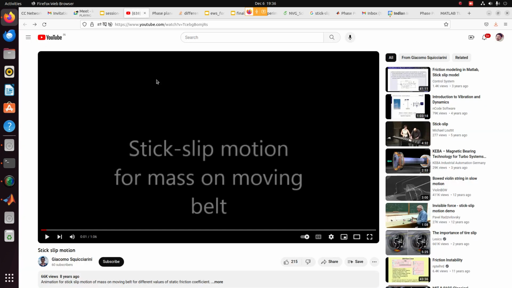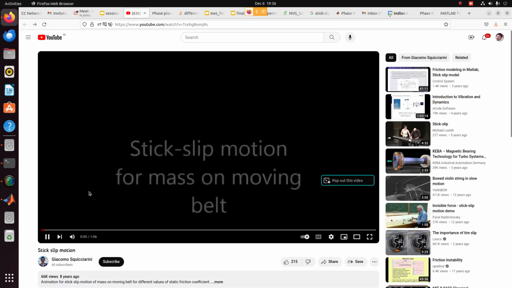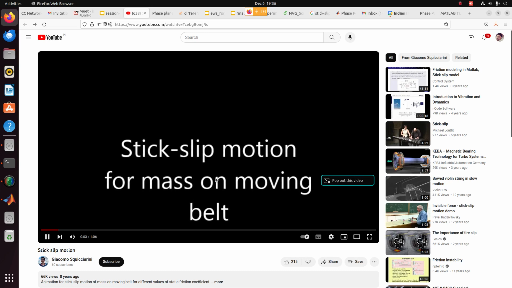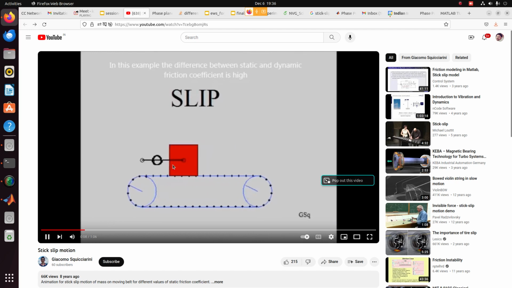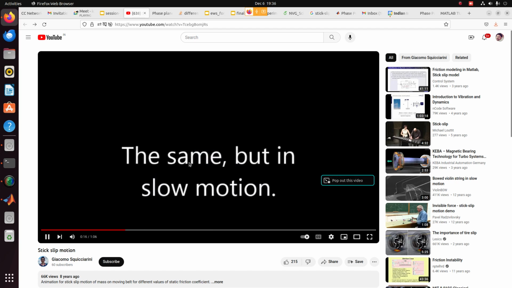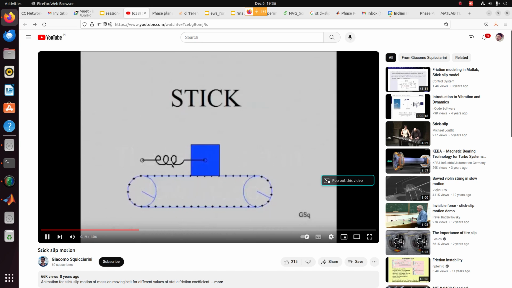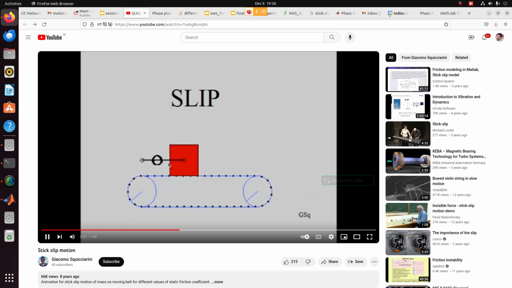Yeah, so if you look into this, this is a stick slip motion for a mass on a moving belt, which is shown here. You can observe the initially blue colored region. When it is there, it's moving forward, and they are showing a slow motion of it, where you can see that in the forward path it sticks and moves very slowly, but in the reverse path it comes back at a very fast rate.